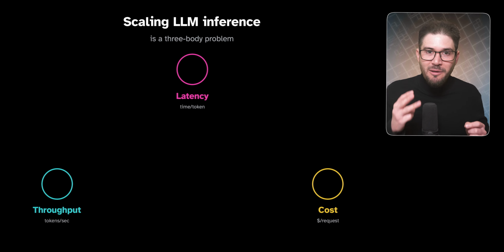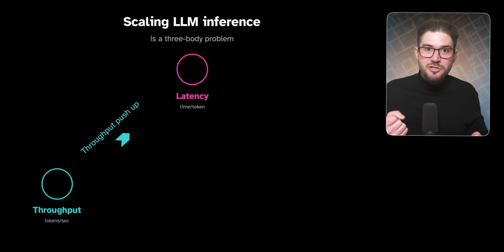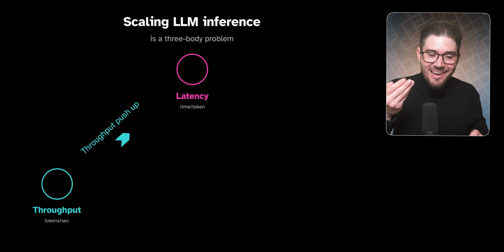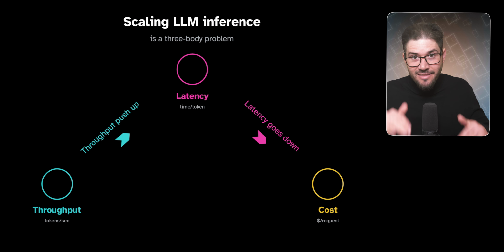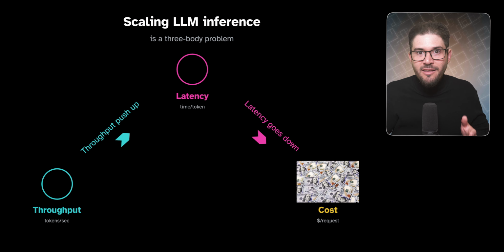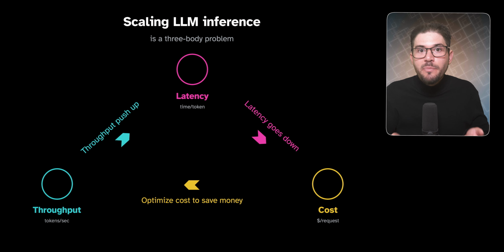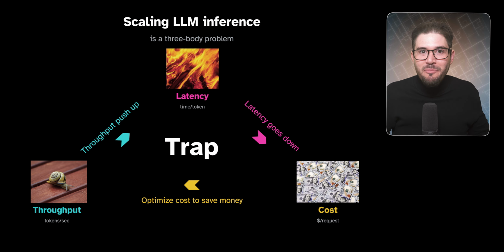In my experience, scaling LLM inference is a battle between three fundamental conflicts. You probably know the drill. You push throughput up and latency explodes. Clamp latency down and your GPU bills go through the roof. You try to save money and performance suffers. So how do you escape this trap?